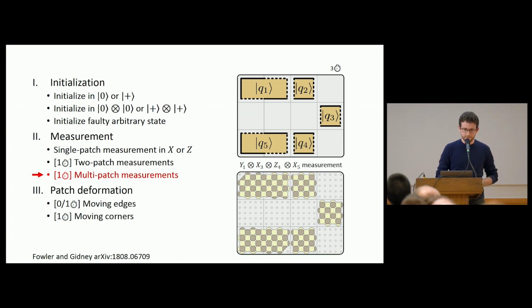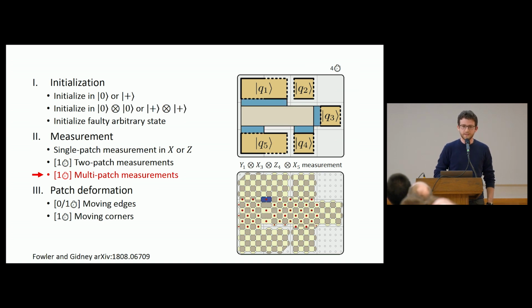In this ancilla region, you initialize all physical qubits in the plus state, and then you measure these stabilizers here for D code cycles. The product of all the stabilizers with a red dot will be the outcome of your measurement. It's basically multiple lattice surgeries at the same time.